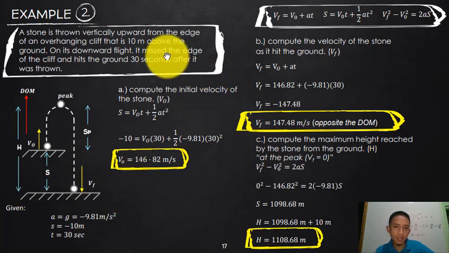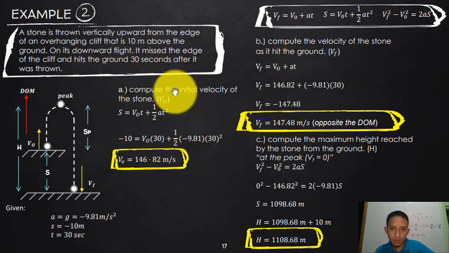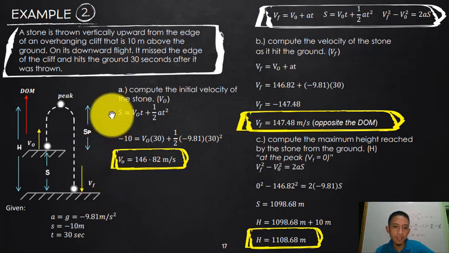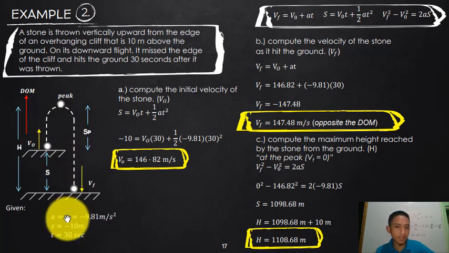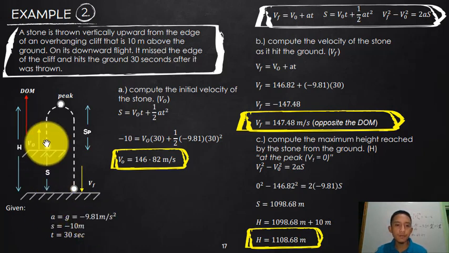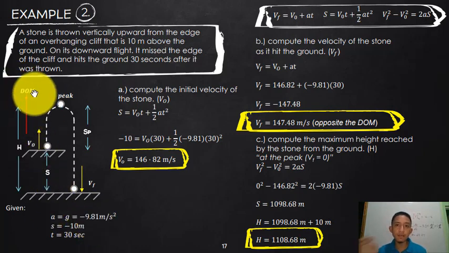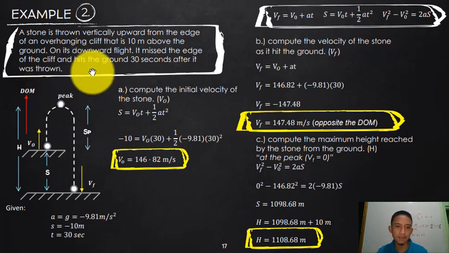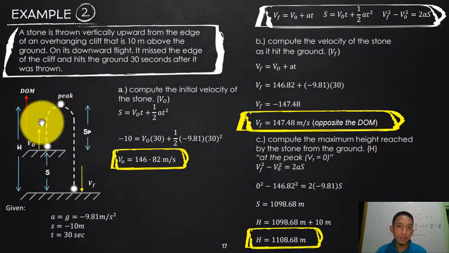So the question there is, these are the questions, but first the given is, of course, that the motion is controlled by the acceleration, which is gravity. That's why it belongs to free fall or free falling bodies. But if you look here, what is your direction? That is the very first parameter that you need to establish. What is your direction of motion? Initially that is going up, therefore that is your direction of motion.